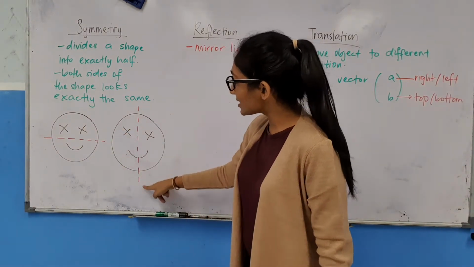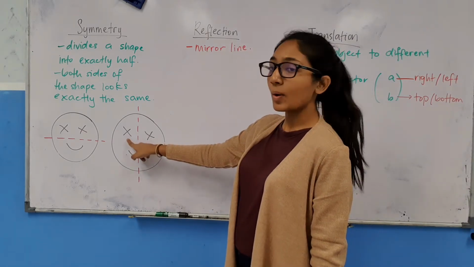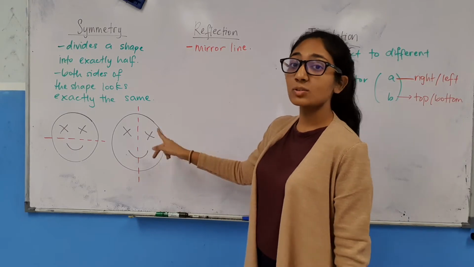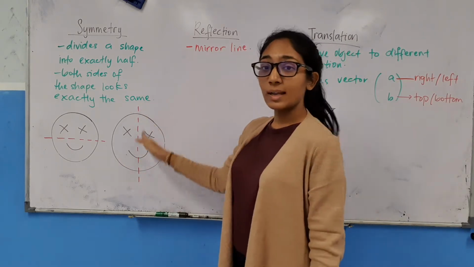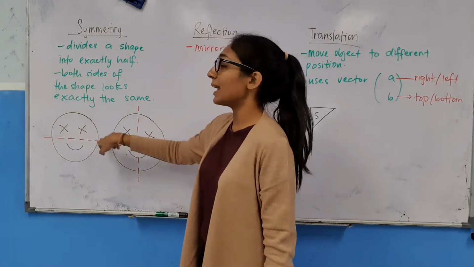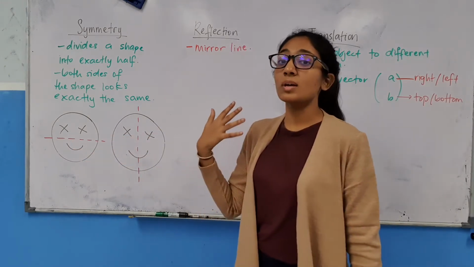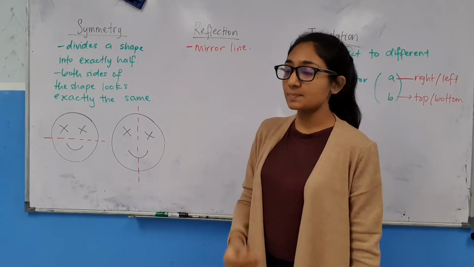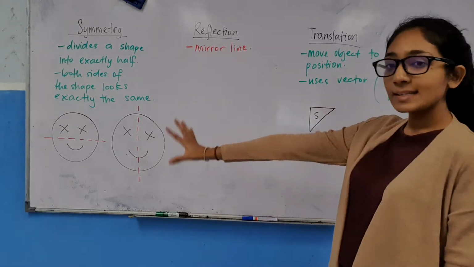But if I divide it this way, then I have one eye and half a smile, one eye and another half of a smile. So they are exactly the same. So this is a line of symmetry. This cannot be a line of symmetry because it doesn't cut it into exactly half, producing the exact same shape on both sides. Okay? So that's symmetry.